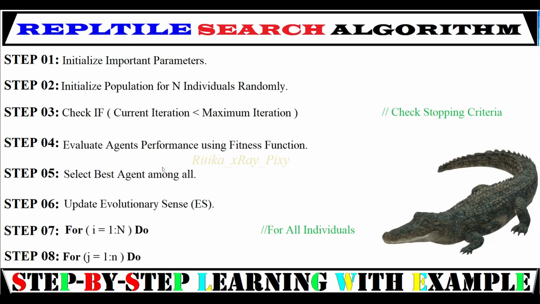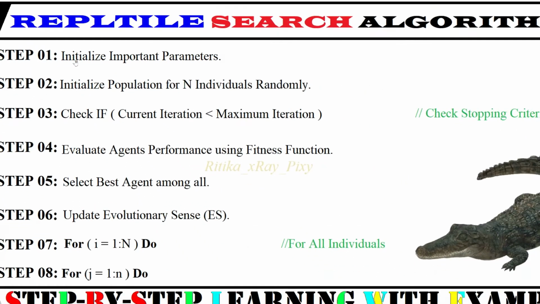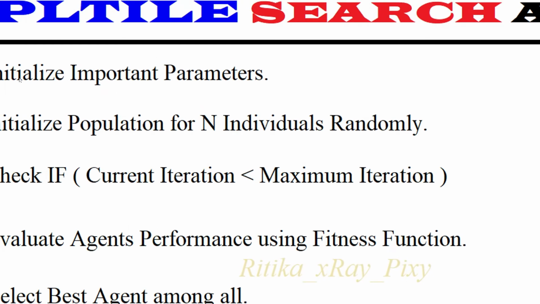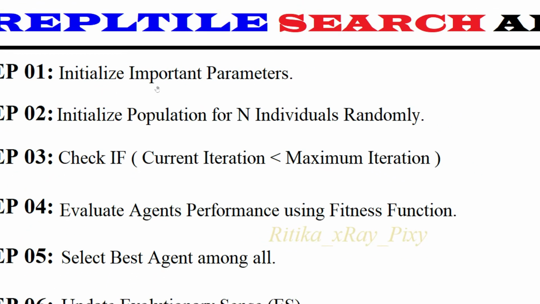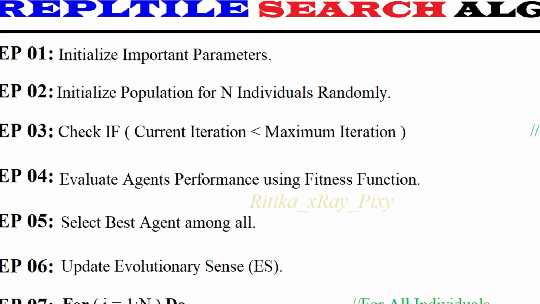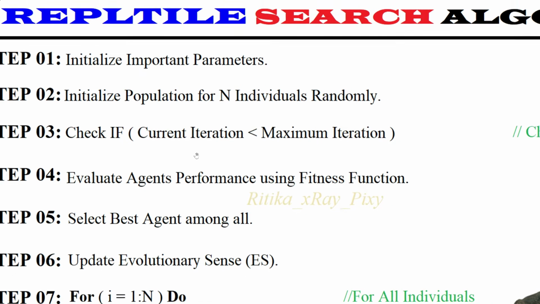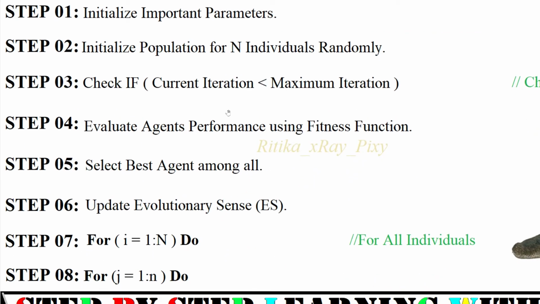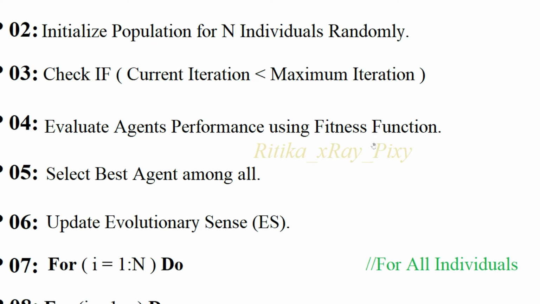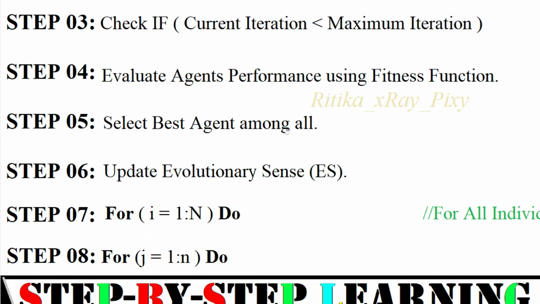Here you can see we have different steps used in this algorithm. First we will initialize all the important parameters, for example the total number of iterations, population size, design variables and others. After that we will initialize the population of n individuals in the search space randomly. After that we will check whether the current iteration is less than the maximum number of iterations or not, and then using any fitness function we will evaluate the performance of all agents.